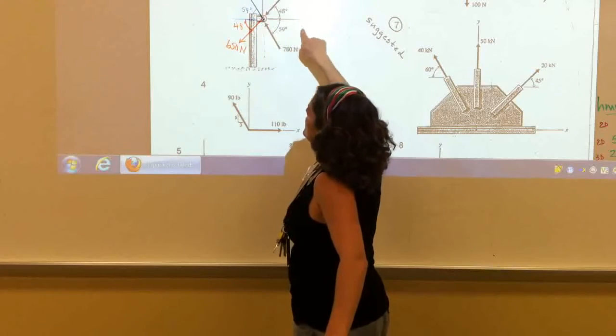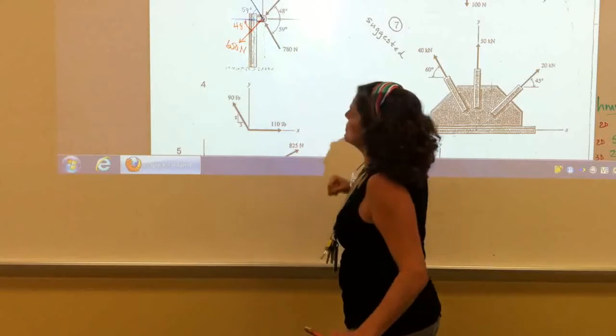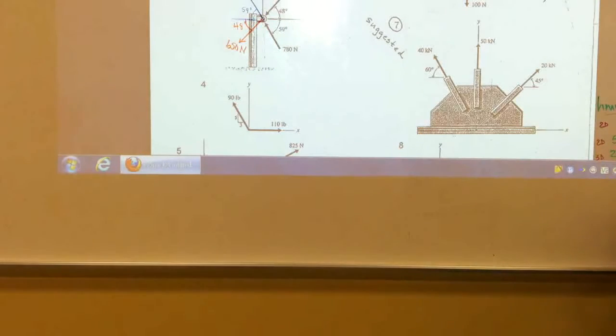And I always take the shortest angle for theta x, but theta x could be this, or theta x could be all this all the way around. Okay, so some people had a question on that one.